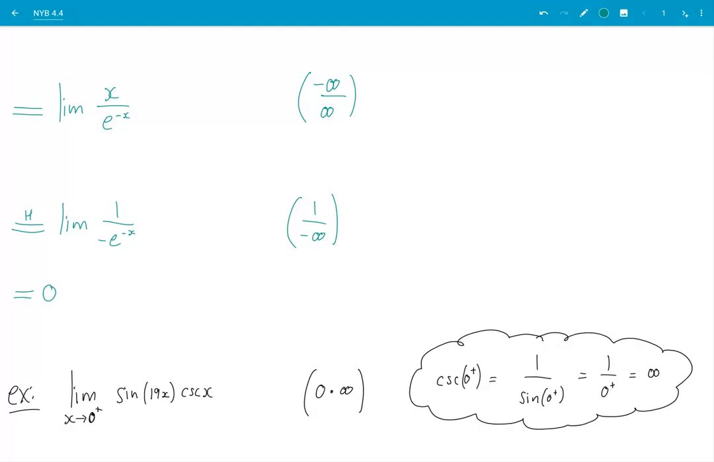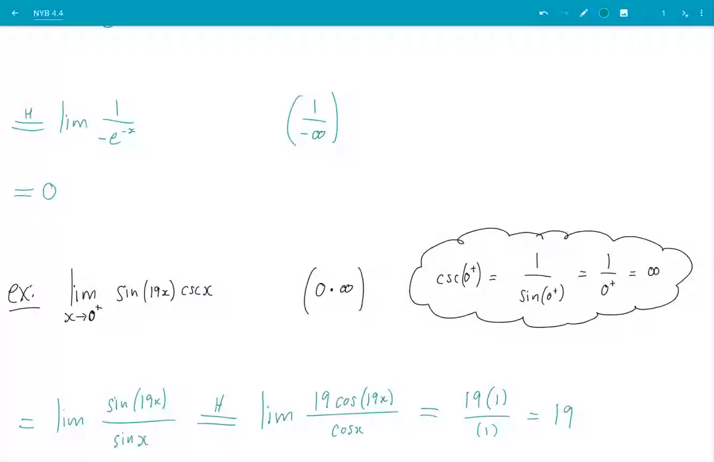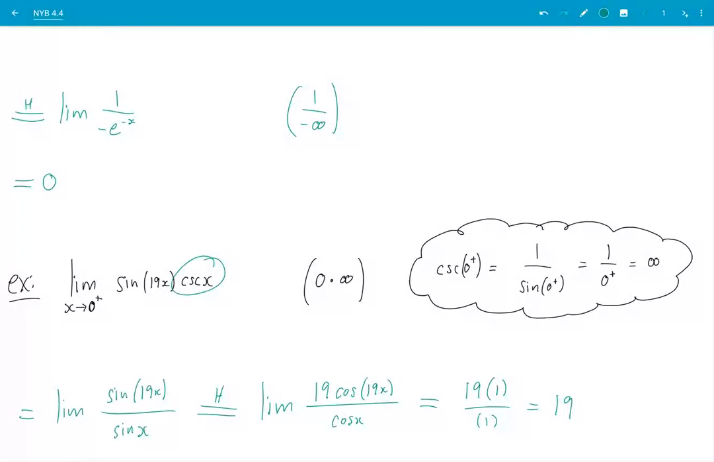Pause and copy. x is going to 0 plus, so this is going to 0. And in the thought bubble, I convince you that the cosecant is going to plus infinity. So we have an indeterminate product. Let's see what happens with this one. I force it into a fraction by taking cosecant and throwing it into the basement, where it becomes sine.